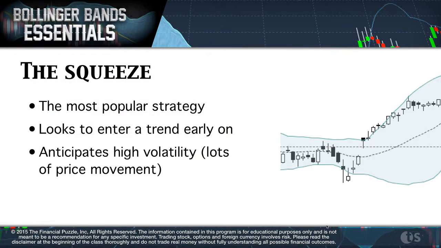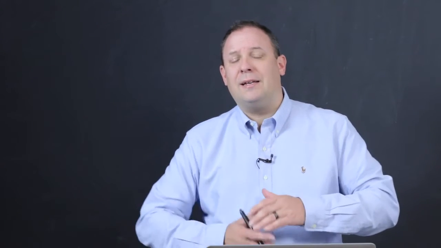One of the things about the squeeze play that you need to know is it anticipates high volatility. What do we mean by that? It's lots of price movement. High volatility means that the price has been contracted, it's not doing a whole lot, and then suddenly, boom, it takes off and it's really doing a lot. Now, that volatility could be bullish volatility, it could be bearish volatility, but the idea here is that the price of the stock is moving a lot, it's moving very quickly. And especially if you're an options trader, that's exactly what you want.